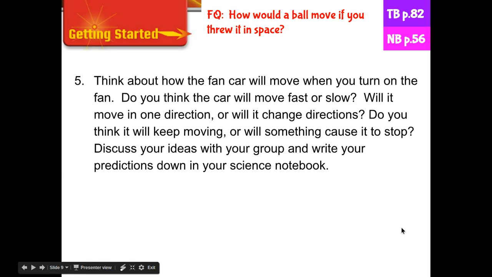And step 5, think about how that fan car will move if you turn on the fan. Do you think the car will move fast or slow? Will it move in one direction or will it change directions? Do you think it will keep moving or will something cause it to stop? Discuss your ideas with your group and write your predictions in your science notebook.